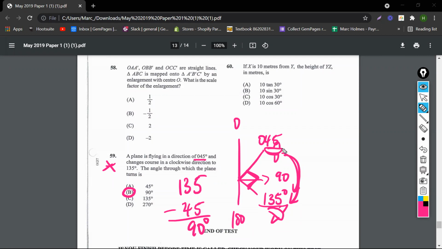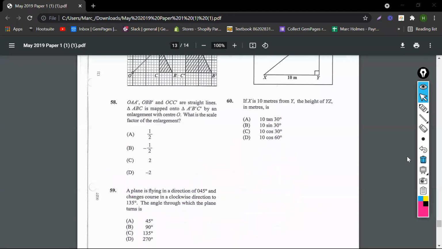It's kind of obvious to see, but I still drew it, guys, to show you using bearings. It's a bearings question. And guys, you always start at 0. So north is always 0. And here's 045. Here's 90 degrees. Here's 135. I just showed you using bearings. It's kind of simple still, to be honest.